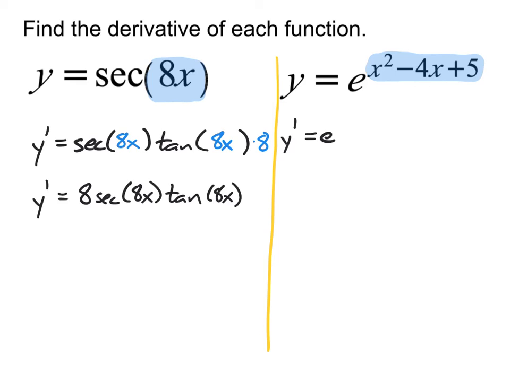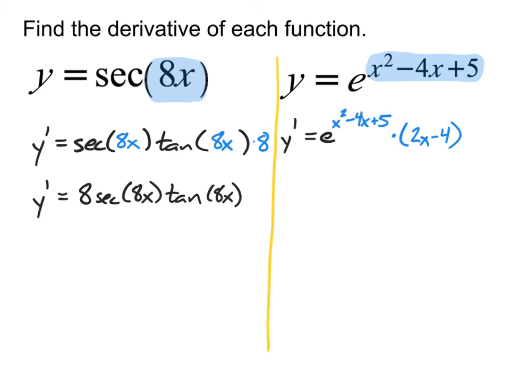Actually, let's do that in the blue to remember that that's the inner function. X squared minus 4x plus 5. Notice that the inner function doesn't change when we find the derivative of the outer. All right, so that's the derivative of the outer function. I now multiply that by the derivative of the inner function, the derivative of our exponent in this case. So that's going to be 2x minus 4.